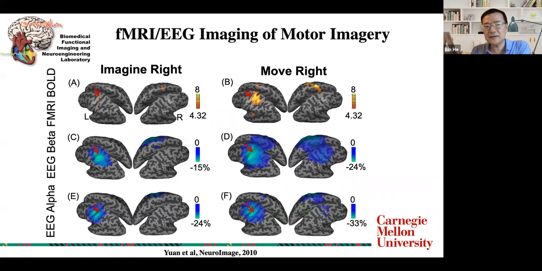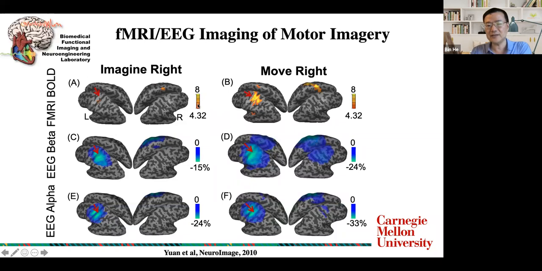Now, if you perform imagery of the right hand, the hand is still, you are not moving, but you are thinking about moving your right hand. In this case, what we can see is there's also contralateral BOLD signal elevation, although the signal is much more focused compared with the actual movement. So this is our fMRI finding.